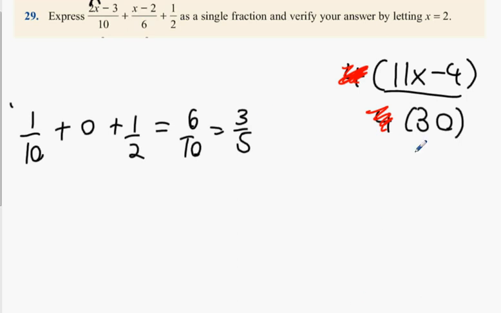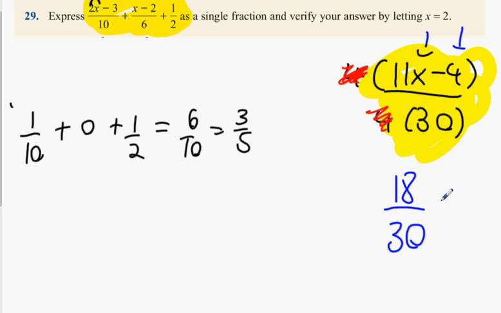Next thing, replace x equals 2 into the other answer, because you're trying to prove that both answers are the same when you put in x equals 2. So what happens when you put it in here? 11 times 2? 22. Take away 4? 18. 18 over 30? Divide by 6? 3 over 5. Are they the same? Yeah. Okay, it means they work out the same. Any questions? No. Alright, next one.